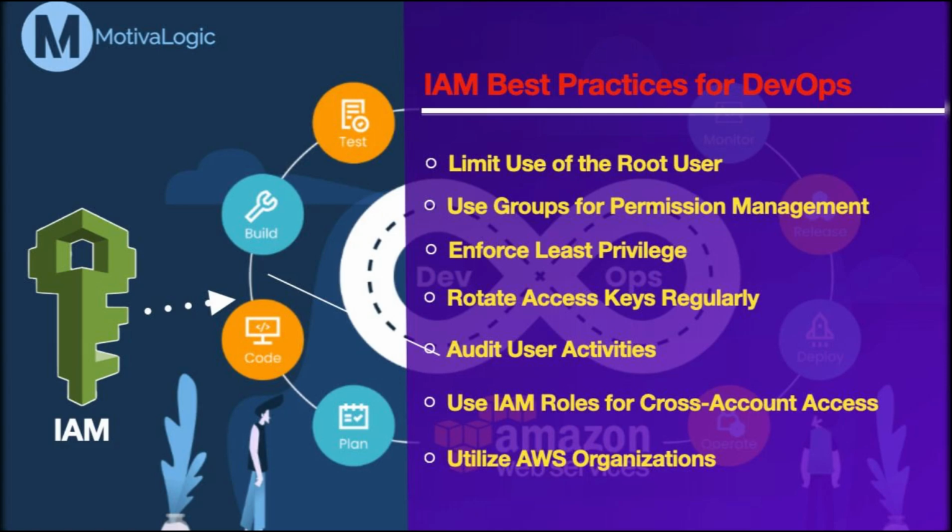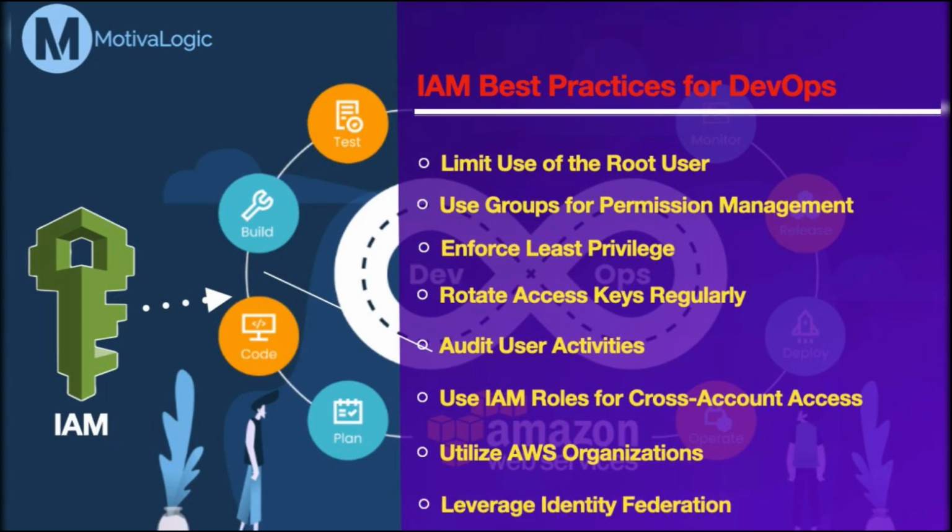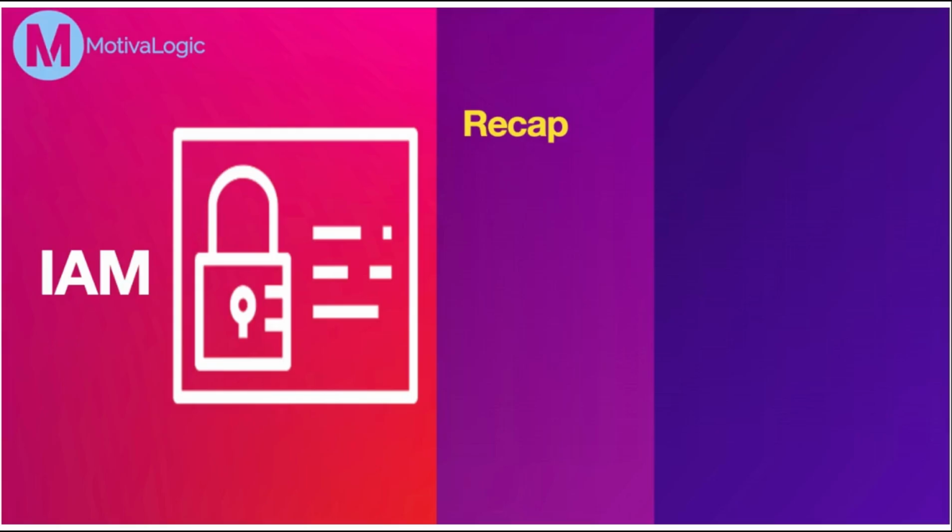Utilize AWS Organizations. AWS Organizations helps manage multiple accounts by allowing you to apply policies and track access across your environment, enhancing security through better isolation and control. Leverage Identity Federation. Identity Federation allows external identity providers to manage authentication, reducing the need for local IAM user management and improving security.